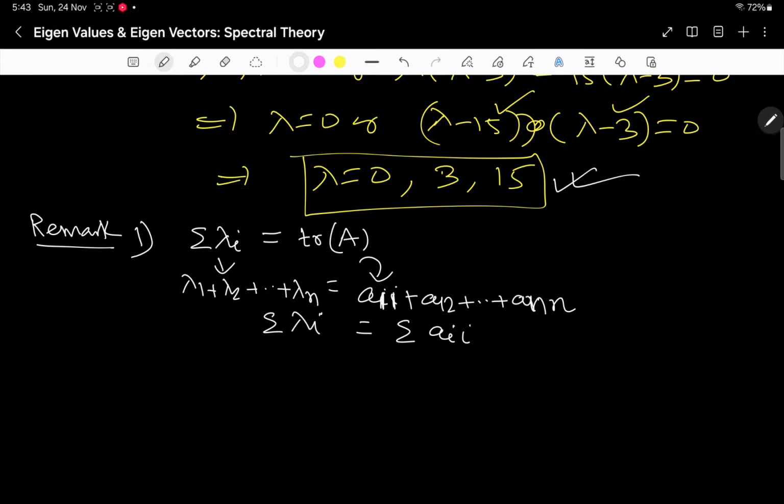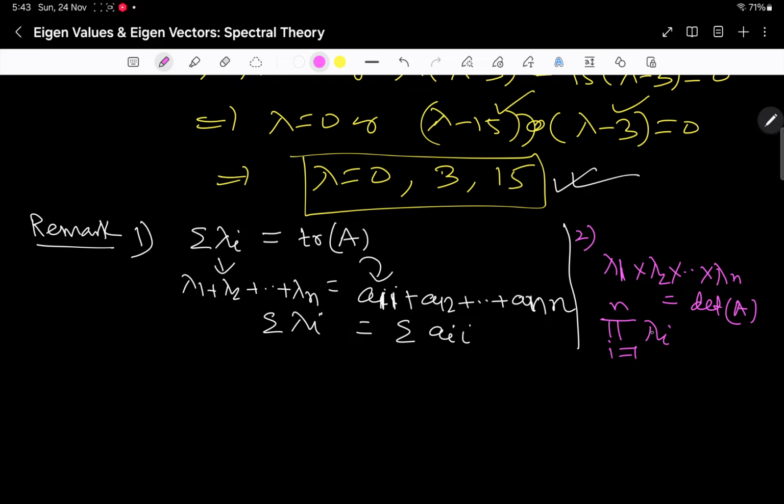The sum of the eigenvalues is equal to the trace. And another property is, if you multiply lambda 1 into lambda 2 and so on, this will give the determinant of the matrix. In short, we write it with the product symbol: the product of all eigenvalues lambda i, meaning lambda 1 into lambda 2 so on to lambda n, is nothing but the determinant of A. This is one of the beautiful properties to correlate the eigenvalues with the matrix.